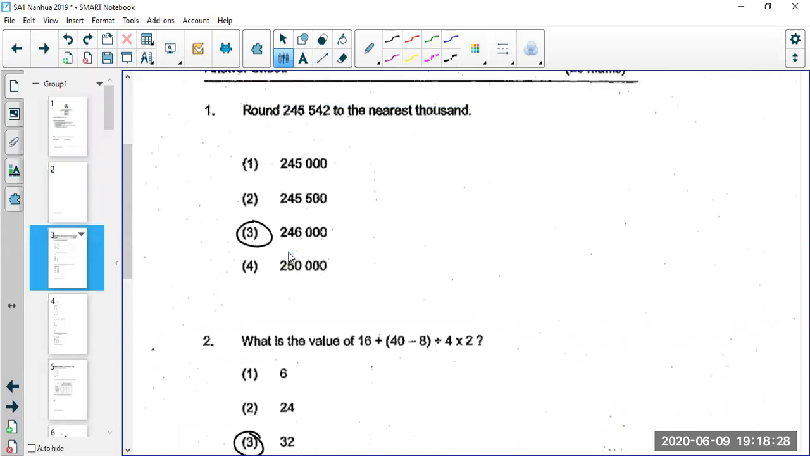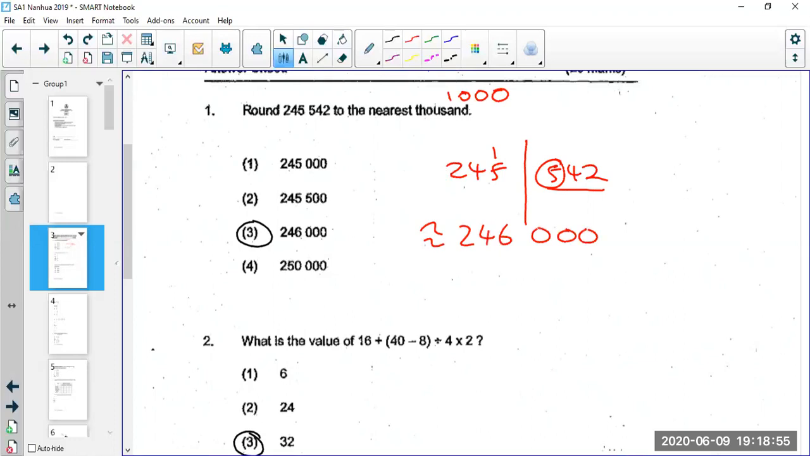Okay, let's look at question 1. How do you round this to the nearest thousand? Just take note. Nearest thousand, you have 245,542. So nearest thousand, how many zeros? There are 3 zeros. So you need to look at the last 3 digits and then draw a line. Then you look at the digit nearest the line. That is 5 and bigger, so you add 1. So the nearest thousand will be 246,000. That is your nearest thousand. You look at your answer, see whether it is correct.